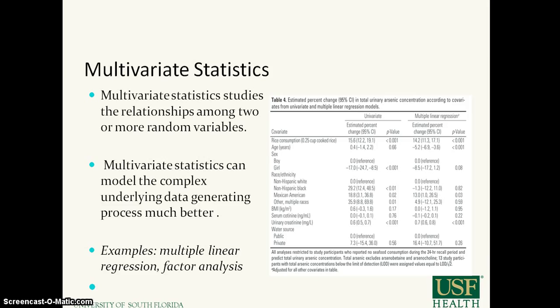Okay. So examples of multivariate statistics include multiple linear regression, which is a kind of regression model, and also factor analysis. That's a description of the underlying data structure.